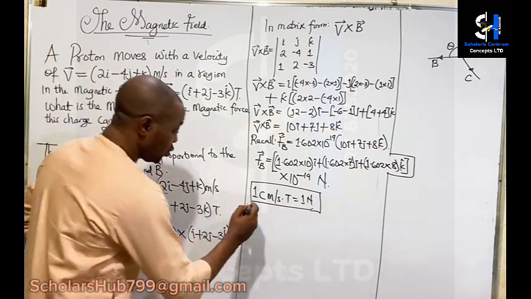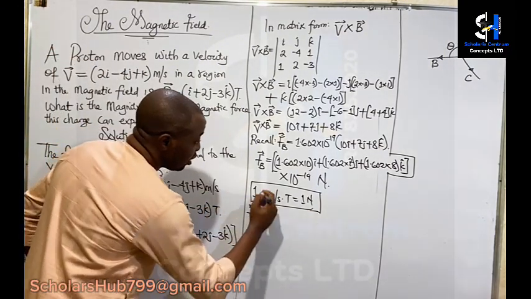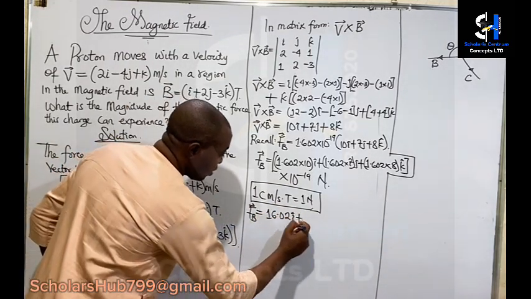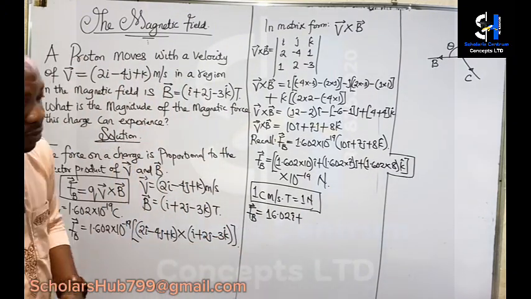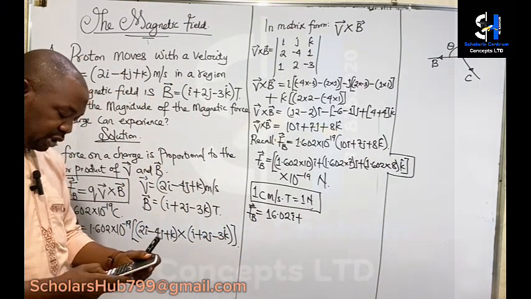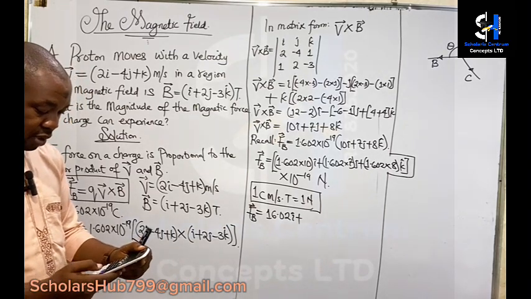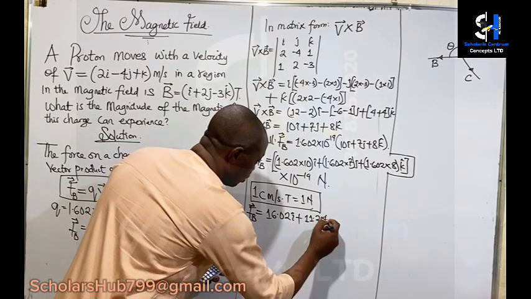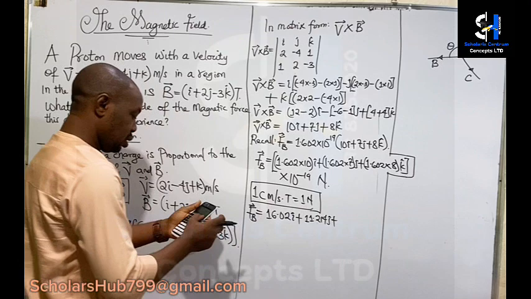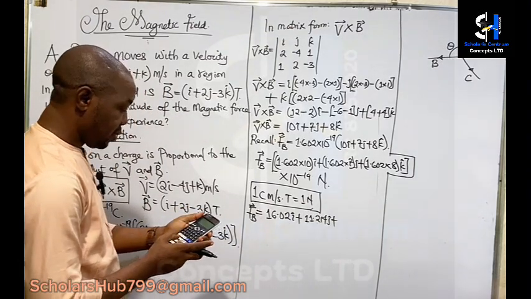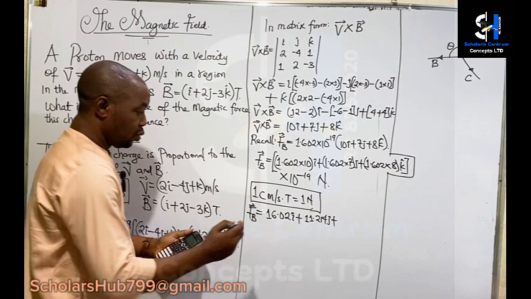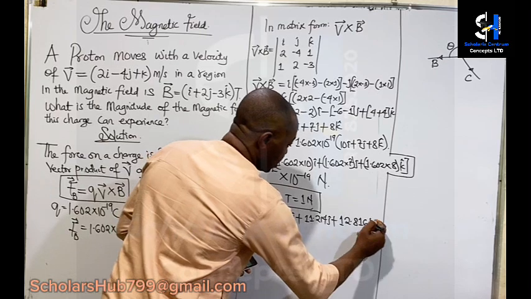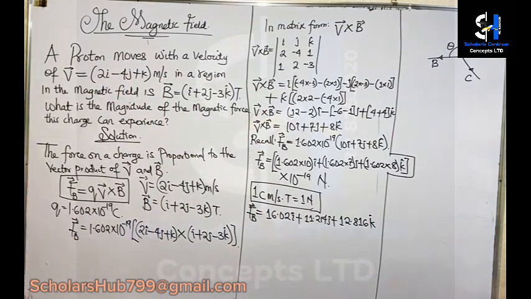So now F will be, in this case, 16.02 I plus, when 1.602 is multiplied by 7, that will be 11.214, so we have 11.214 J. Then also 1.602 multiplied by 8 will be 12.816 K, which is the unit vector in the Z direction.